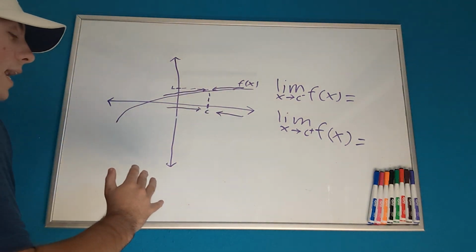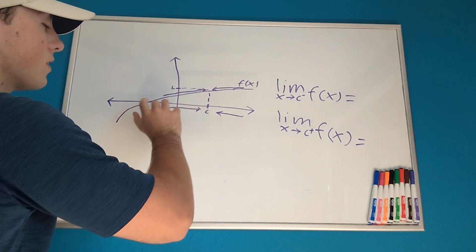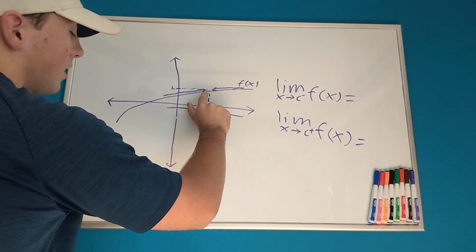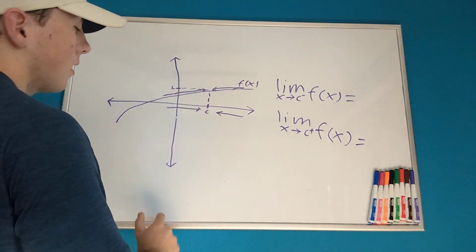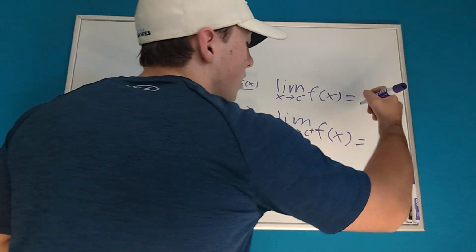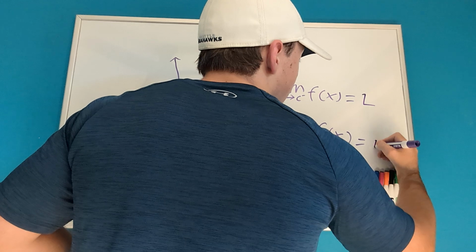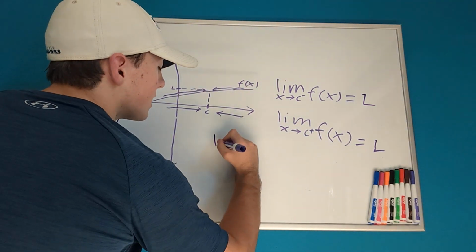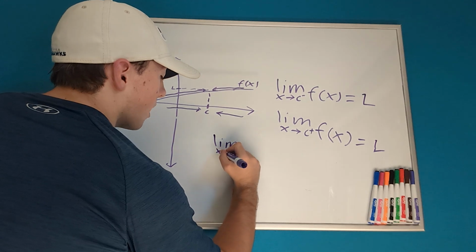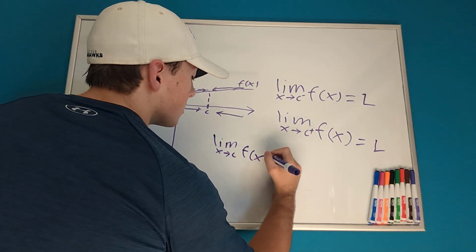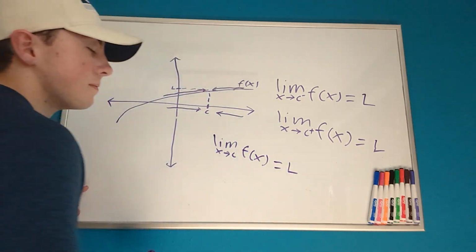So in this case, we would say that both of these equal L, right? Because as we get closer and closer to c from this side, we're getting closer and closer to L. And as we get closer and closer to c from this side, we're getting closer to L. So we say they both equal L. Now that's very nice, because that means that we can say that the limit as x approaches c, the two-sided limit of f of x, also equals L, right?